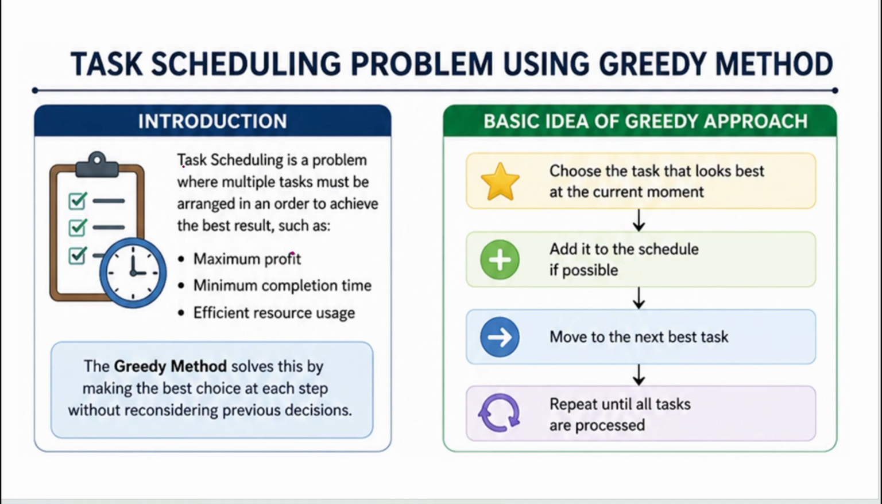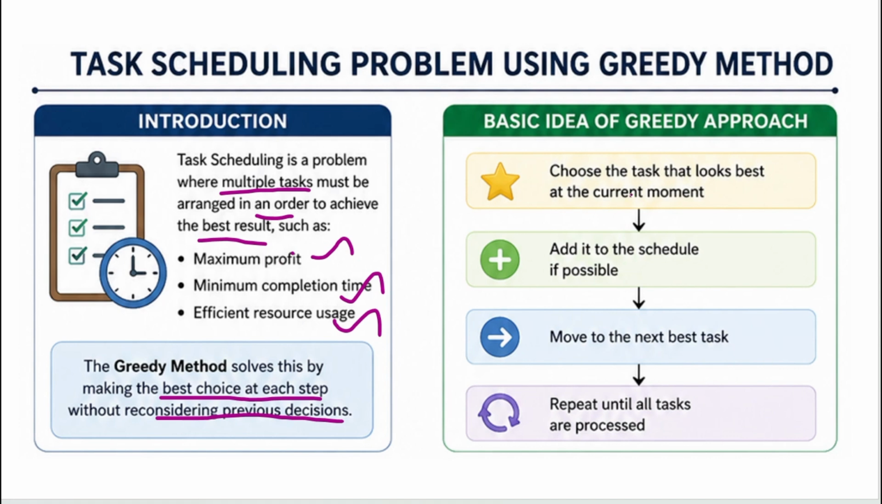So, introduction. Task scheduling is a problem where multiple tasks must be arranged in an order to achieve the best result. Here, best result means maximum profit, minimum completion time and efficient resource usage. The greedy method solves this by making the best choice at each step without reconsidering previous decisions. This is the basic idea of the greedy method. We apply this method to solve the task scheduling problem.